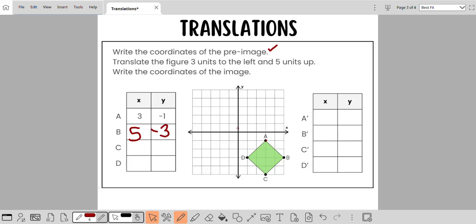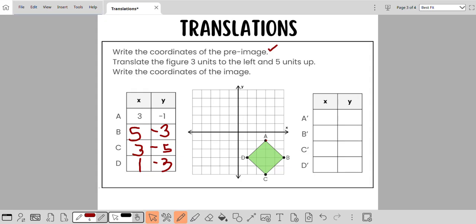Now let's look at C. It is a +3 and a -1, 2, 3, 4, 5. So that's a +3 and a -5. Now let's look at D, which is right here. So it's a +1, -3. So we have written the coordinates of the pre-image.